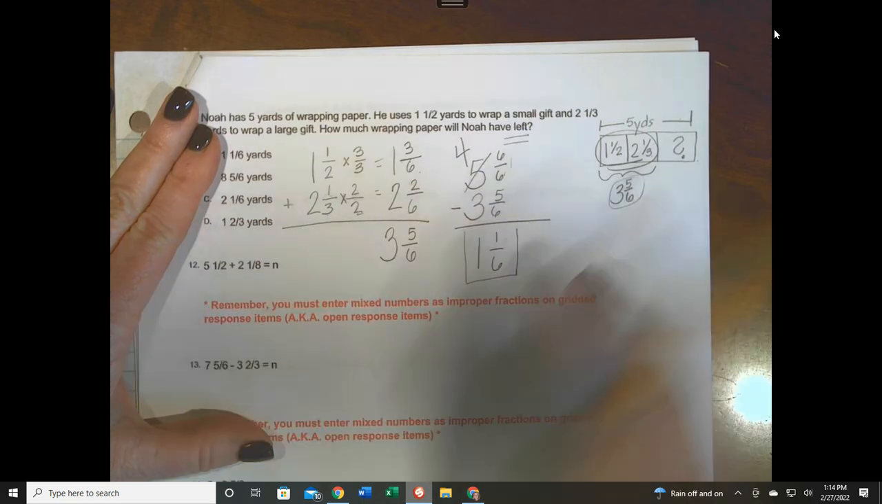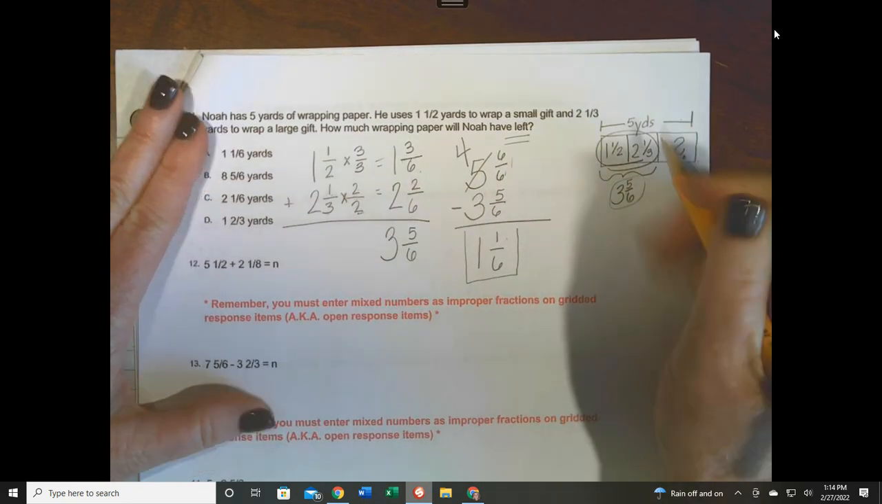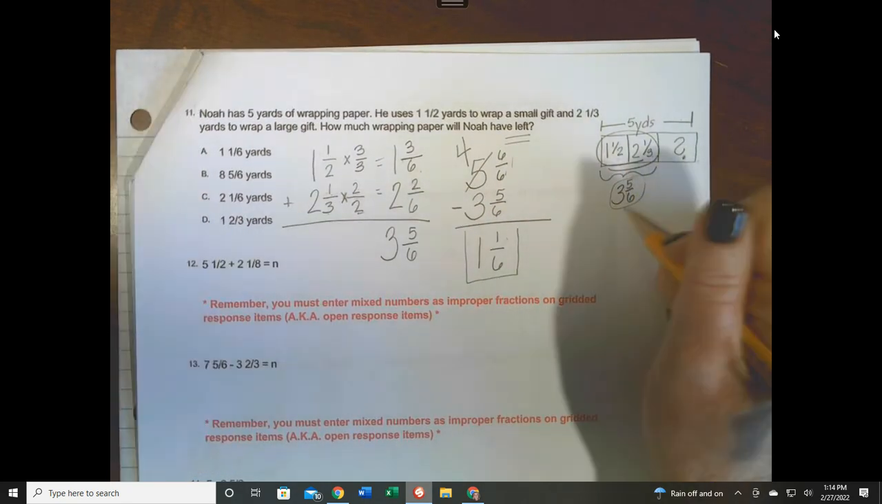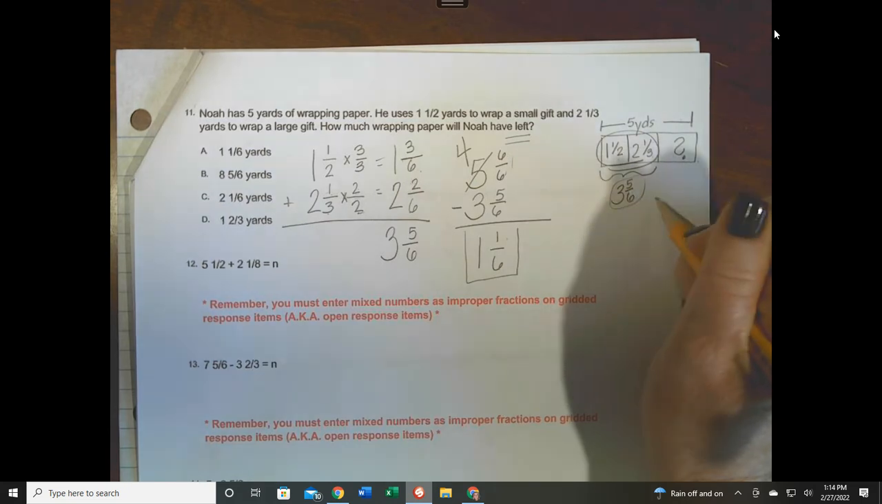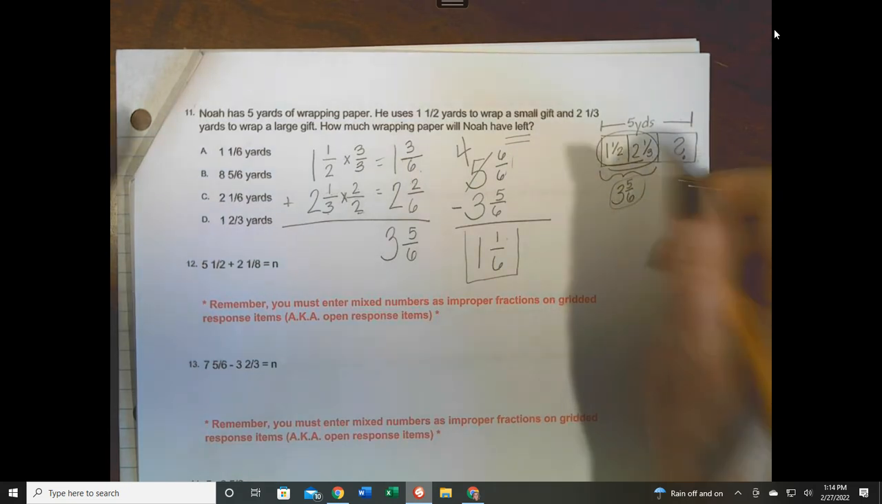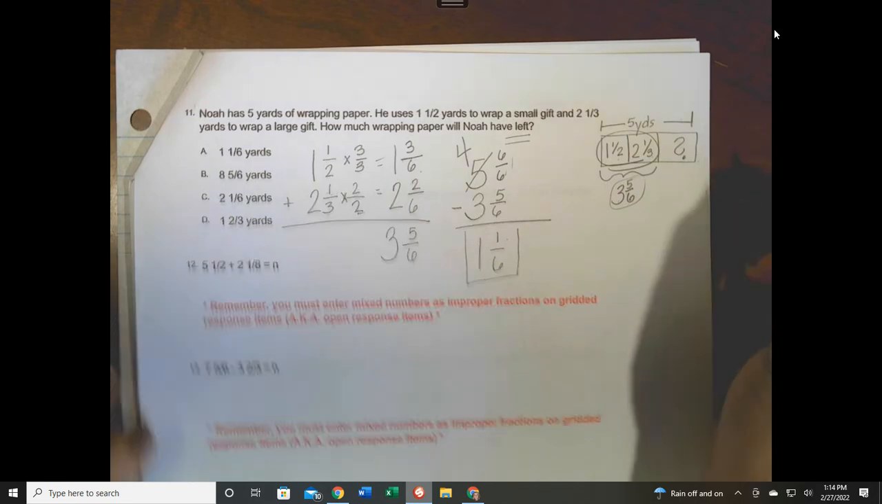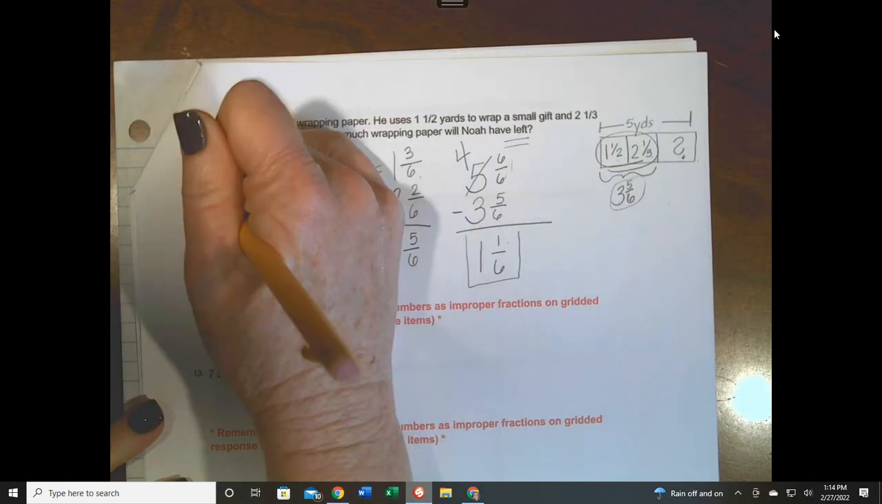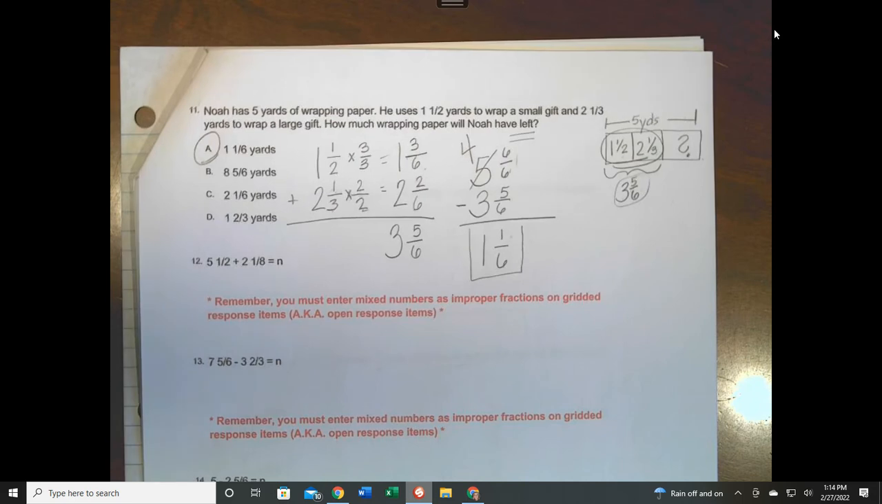Now, if I want to check it, I can go back and add the 3 5/6 and the 1 1/6, and check it and make sure that it equals 5, and it does. So 1 1/6 is answer choice A, so that makes me feel even better.